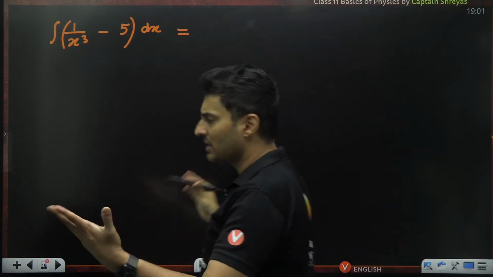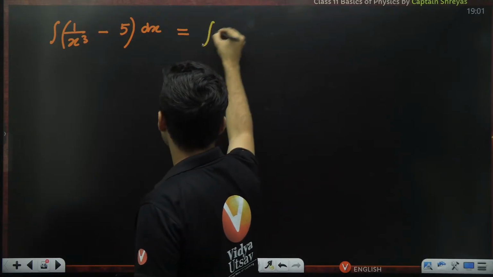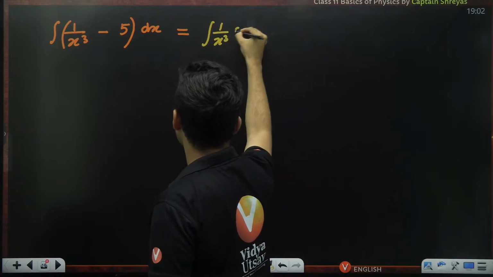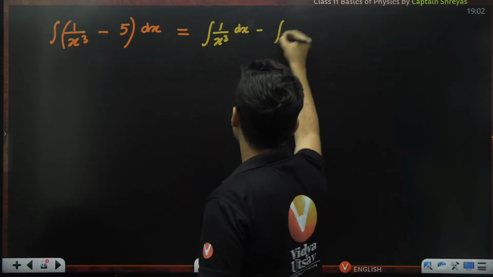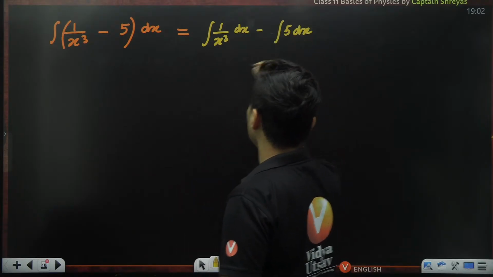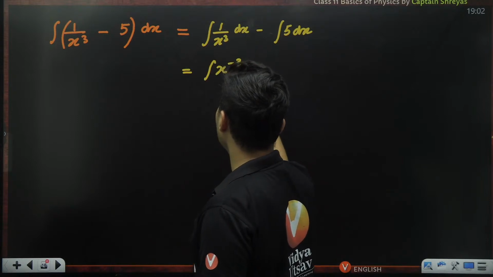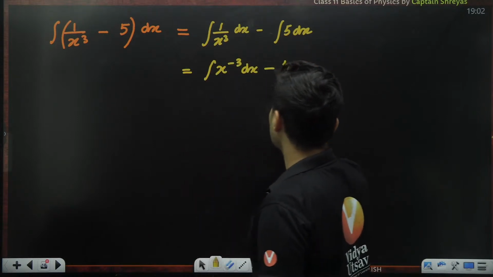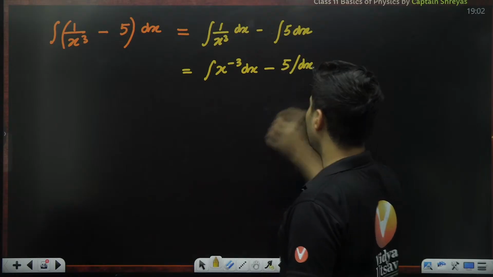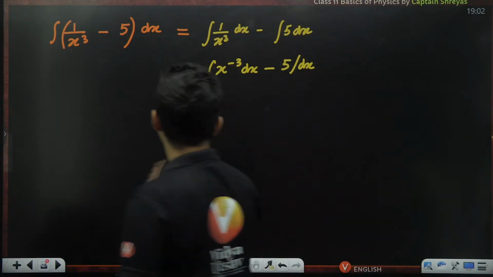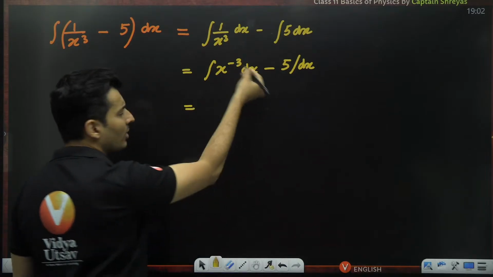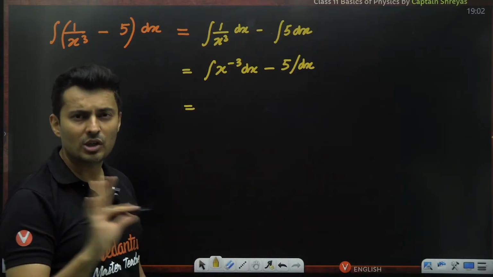Well, two terms, separate them out. Nothing else to do. 1 by x cube is separate, minus integral of 5 dx is separate. I can bring this on the top, so this will become x raised to minus 3 dx. 5 is a constant, bring it outside. I just have integration of dx.